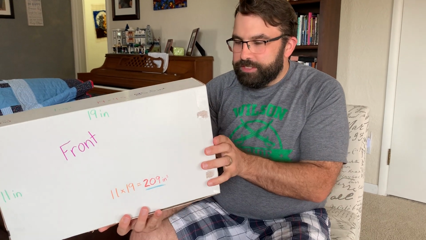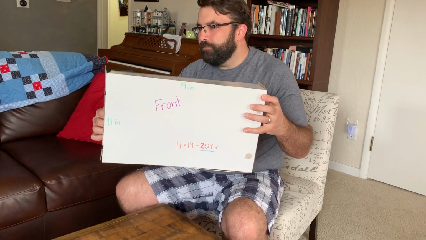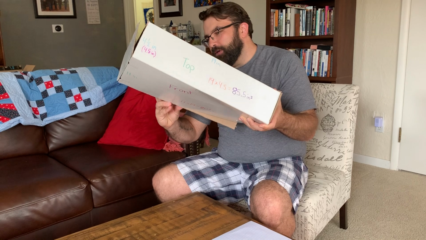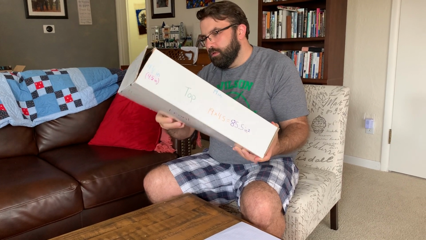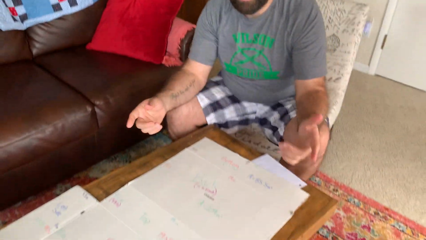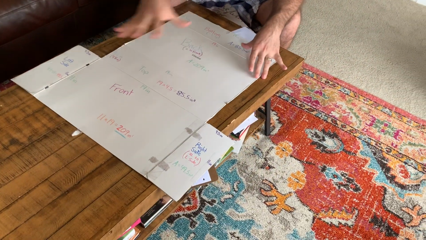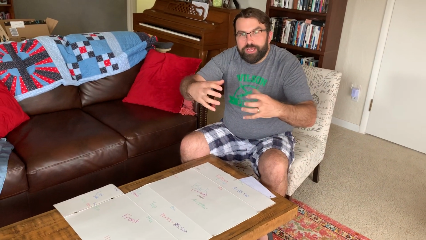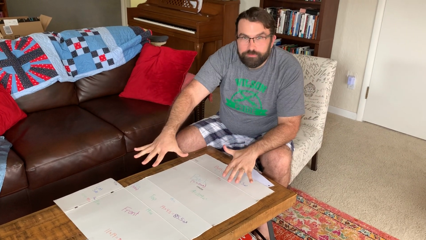Now there's another way to visualize surface area, and that is that even though this is a box, it can be unfolded and laid flat. So let me do that here, if I can. And if we unfold this box, you can see that we still have all our sides. They're just laid flat on the table. This is called a net. So when you take a three-dimensional object and you unfold it and lay it flat, it's called a net.